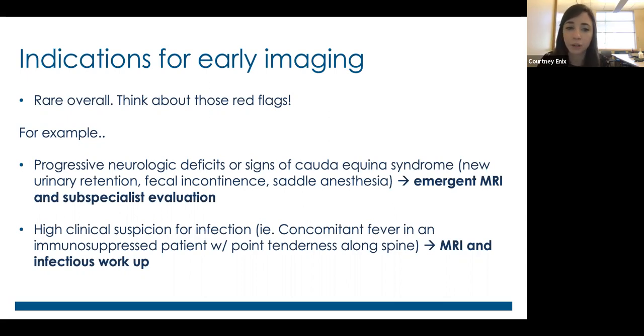Or if it's somebody who you have a high suspicion for clinical infection, right? This is someone who you're seeing in clinic who's coming in with fevers at home. They are immunosuppressed. They recently had a transplant and they've got some point tenderness along their spine. You should also be thinking about an MRI and an infectious workup earlier in this patient than you would be without some of those other risk factors or review of systems.